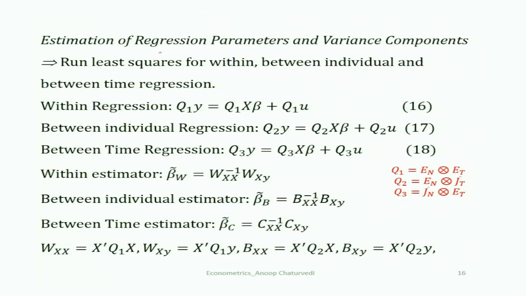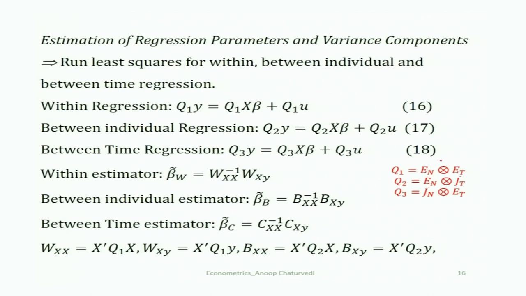Now, for estimation of the regression parameters and variance components, we can proceed like this. We run least squares for within, between individual, and between time regressions. For the within regression, we take Q1 y equal to Q1 x β plus Q1 u. For the between individual regression, you take Q2 y equal to Q2 x β plus Q2 u, and for the between time regression, you pre-multiply y by Q3. So, you get Q3 y equal to Q3 x β plus Q3 u.